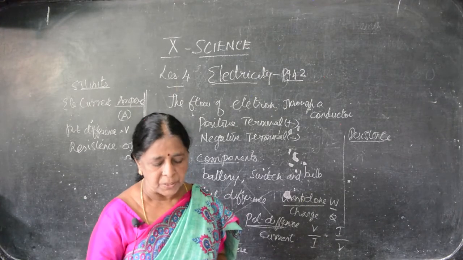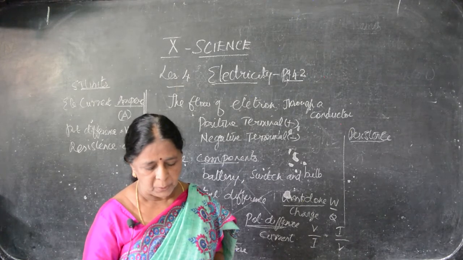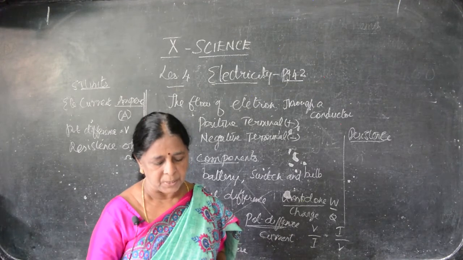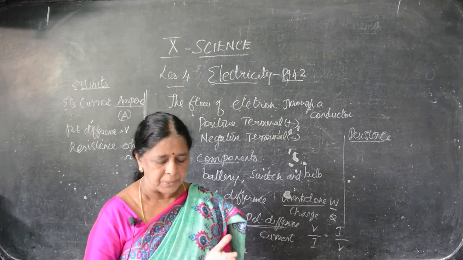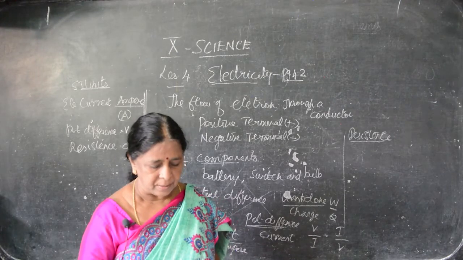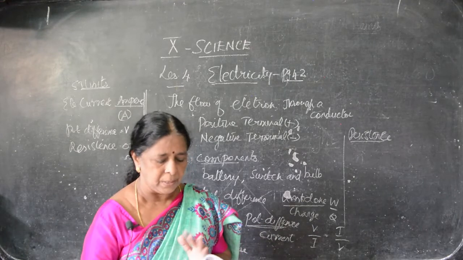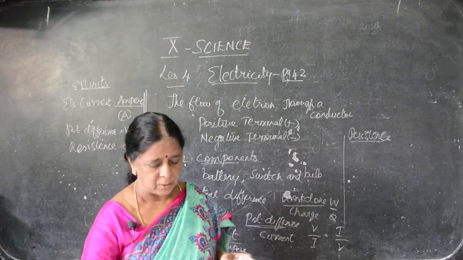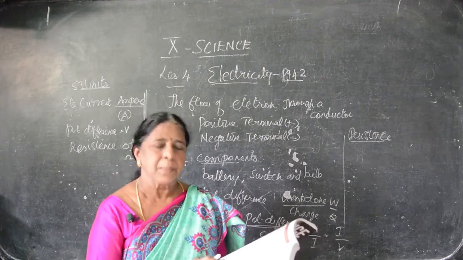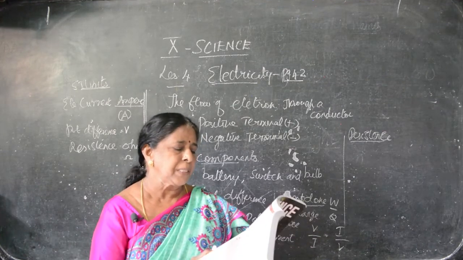It is directly proportional to the square of the current passing through the conductor, directly proportional to the resistance of the resistor, directly proportional to the time for which the current is passing through. All three things are directly proportional. This is known as Joule's law of heating. Then what are the applications of Joule's law? That is uses. This can be used in electric heating devices, fuse wire, filament in bulbs.